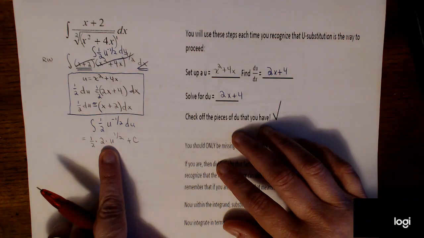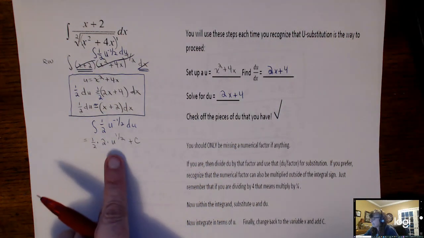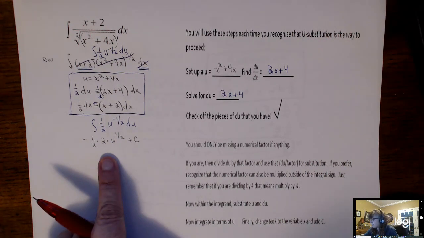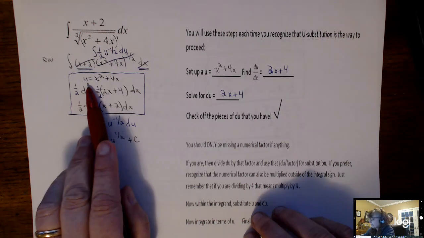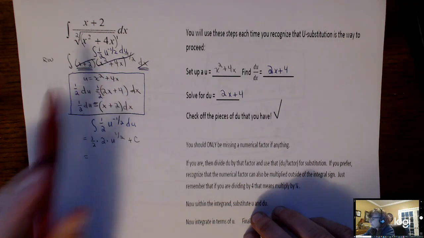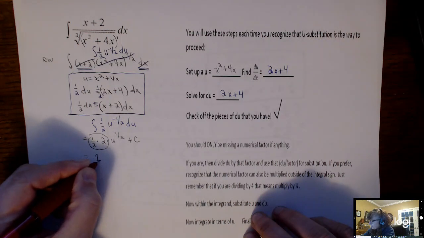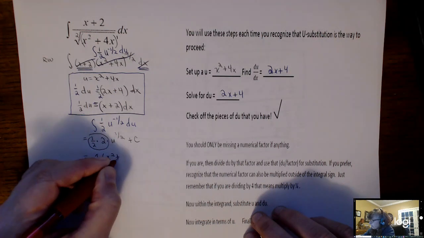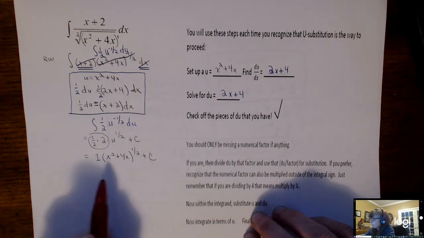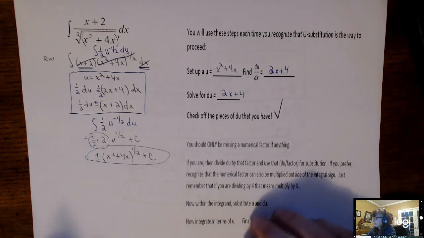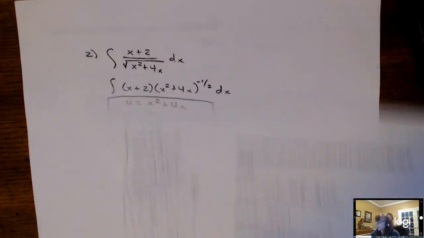And the very last step, the whole reason I'm using u is to take an easy antiderivative. Now after I take the antiderivative, then I can put what u is back in it. u is x squared plus 4x. So this 1/2 times 2 is 1. It's (x squared plus 4x) to the 1/2 plus c. So that is my antiderivative. Okay, we'll keep going.